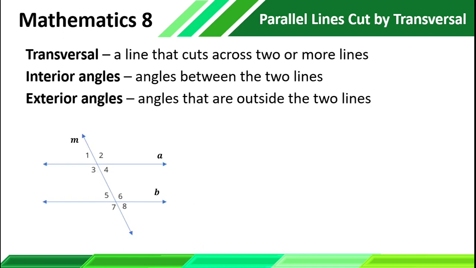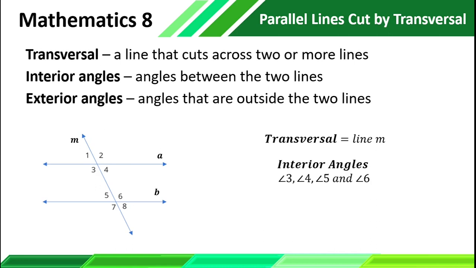Now we have three terms here. The first one is transversal, interior angles, and exterior angles. When we say transversal, it is a line that cuts across two or more lines. In this given figure, our transversal is line M. When we say interior angles, these are angles between the two lines. In this given example, our interior angles are angle 3, angle 4, angle 5, and angle 6.